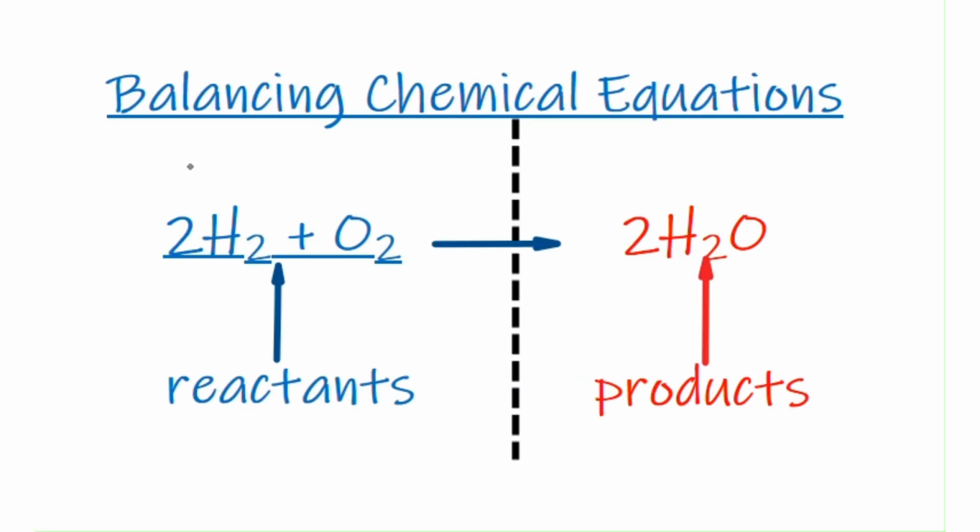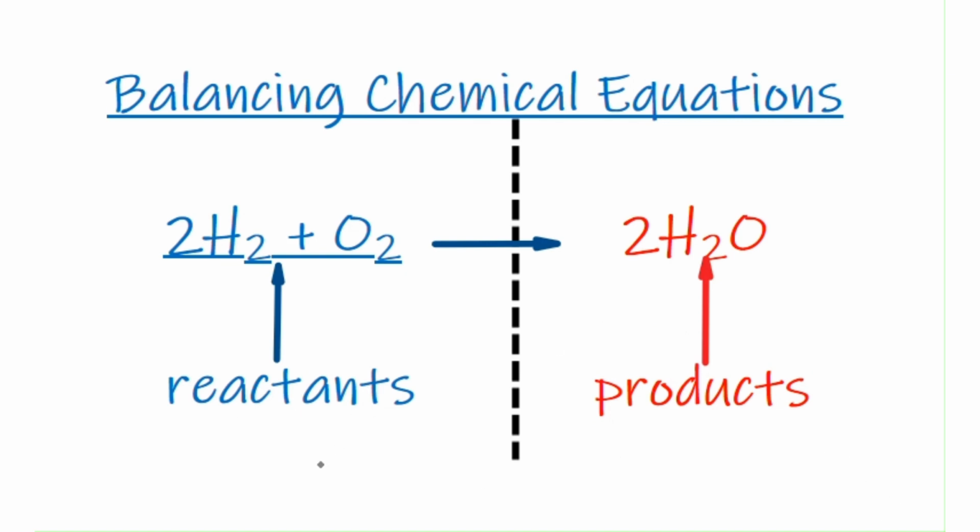So let's crack on and look at some balancing. Let's just remind ourselves what equations are all about. In this example here, the chemicals in blue, to the left of the arrow, are called the reactants, and then the products are on the right hand side. These are the products in red.